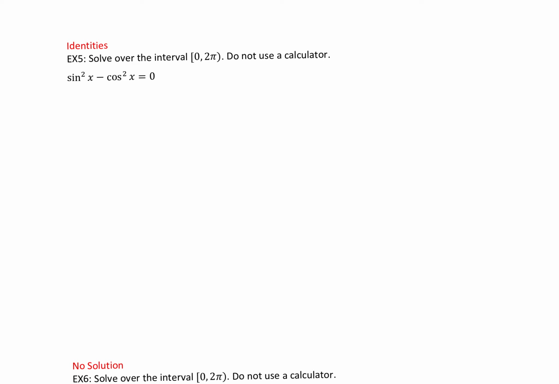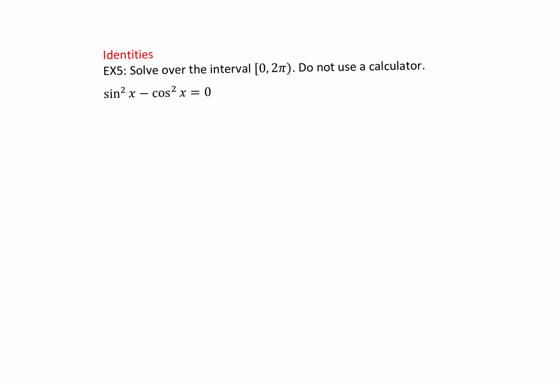Now, sometimes it's helpful if we use identities to solve. In example 5, it says solve over the interval 0 to 2 pi, but don't use a calculator. And that's actually good news. Whenever you see don't use a calculator, that tells you, oh, the answers are probably going to be nice, not like our prior example. So here I have a sine and a cosine. If possible, I want to write this as one trig function.